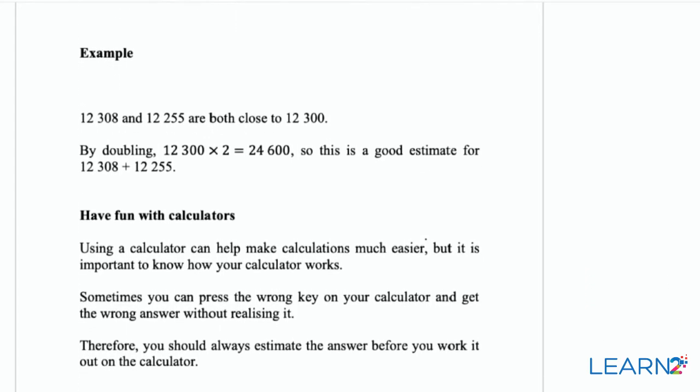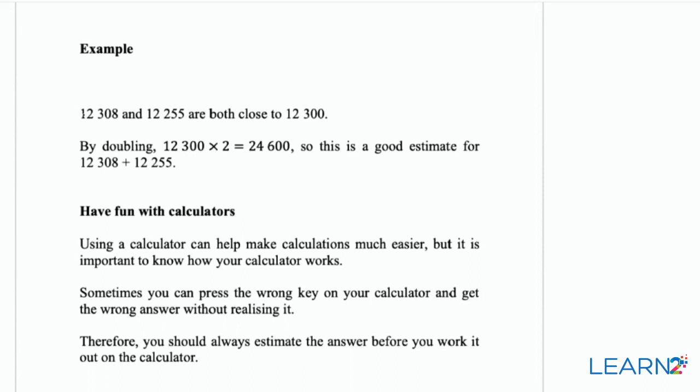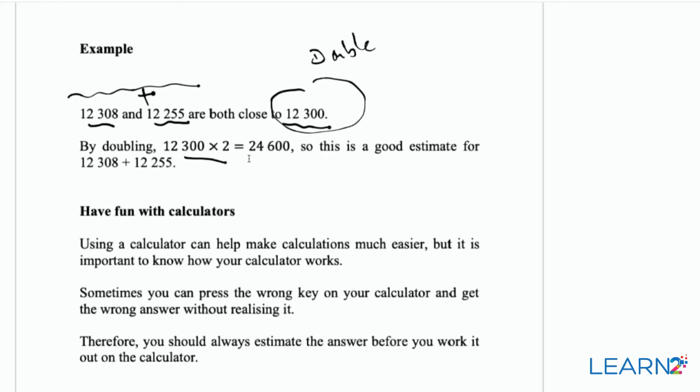Okay, what about this? We've got 12,308 as a number, and we've got 12,255 as a number. When we look at these two numbers, you would agree that both of them are quite close to the number 12,300. So a clever way of estimating, if you had to add together 12,308 and 12,255, is to say that both are quite close to 12,300. So all you'd need to do is double 12,300 to get an estimate when you add these two together. Doubling 12,300 gets you 24,600. So 24,600 is a close estimate to adding these two together.